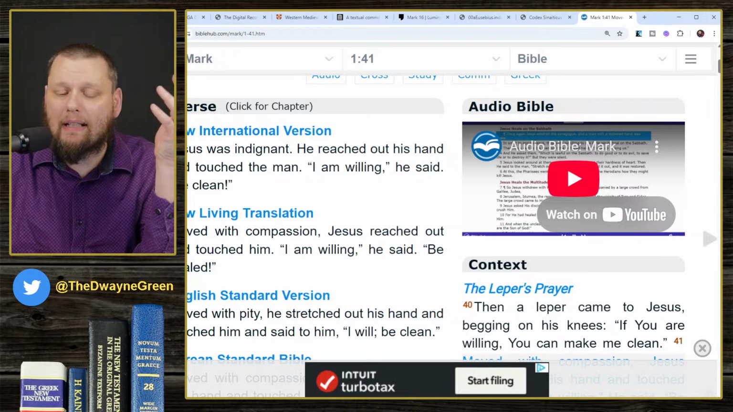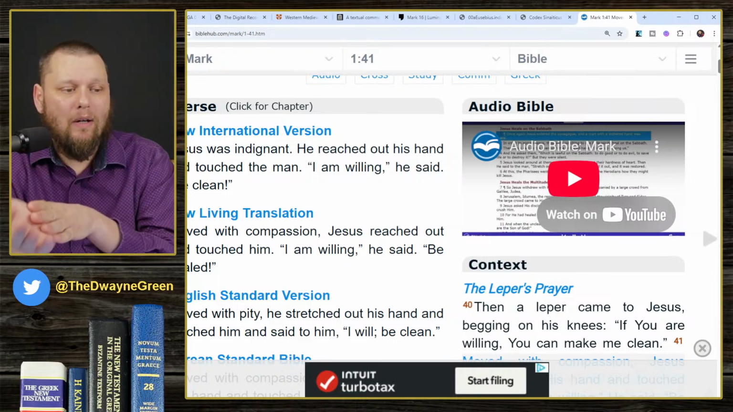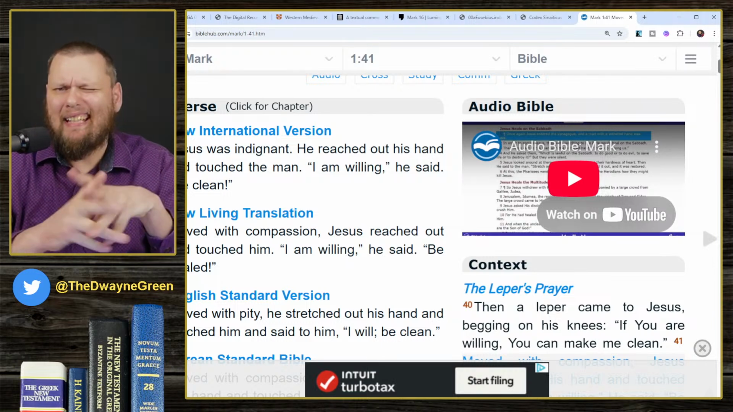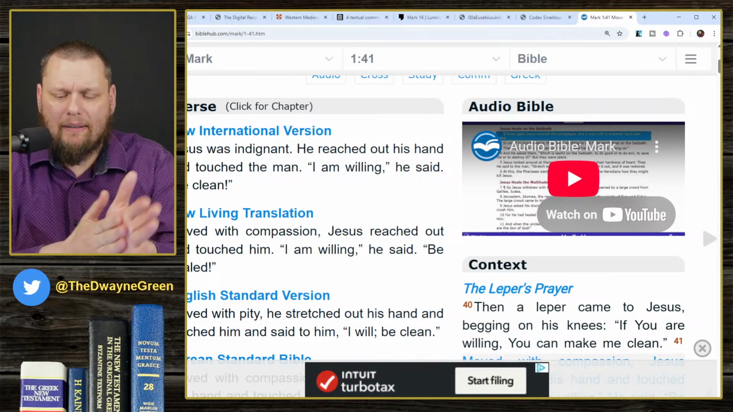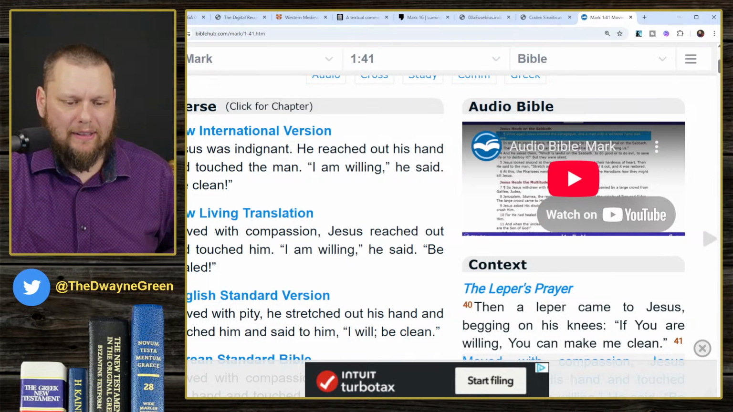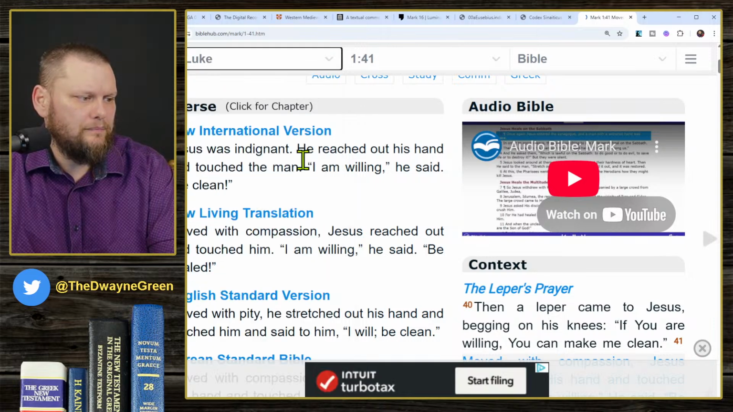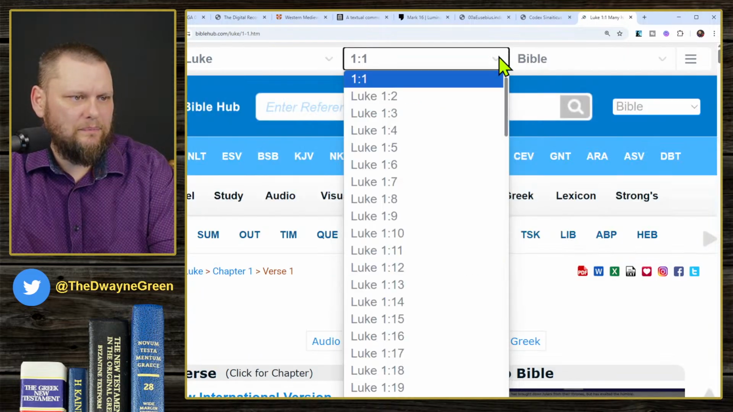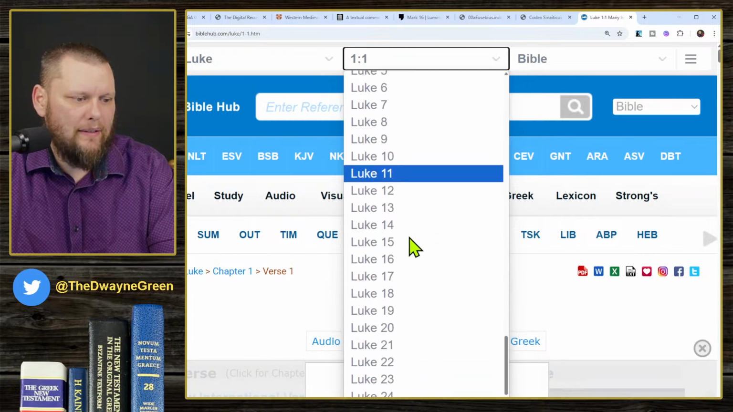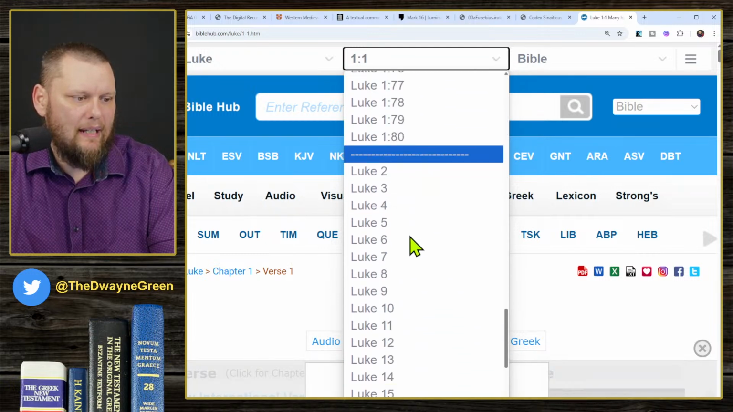Another interesting reading that comes out of Codex D or Codex Bezae. This again is a singular reading. So in Luke chapter 6, let's pull this up. Luke 6. I need to go over some of the context up here. It had to do with the Sabbath day and people doing things on the Sabbath.